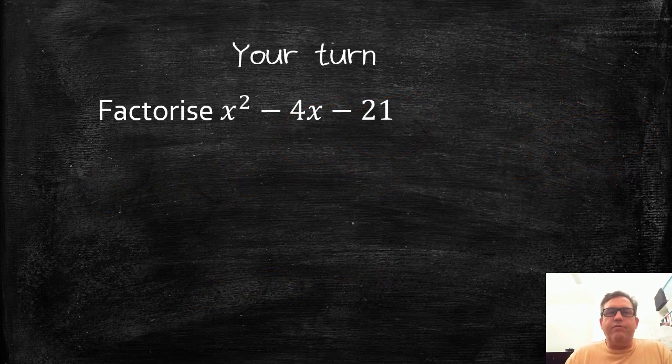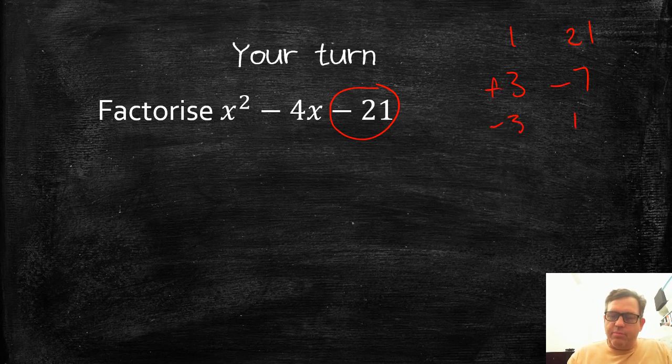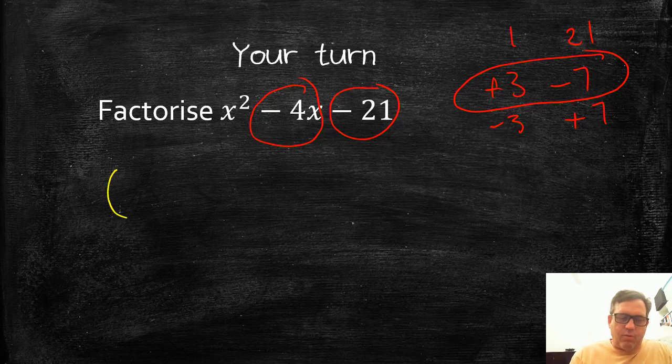Okay, pause the video and you factorize this one. Okay, so it's either factors to minus 21. It's 1 and 21, or it's 3 and 7. Those are our only choices. Which ones are 4 apart, the 3 and 7? So it's either plus 3 and minus 7, or minus 3 plus 7 are our options. They need to add to minus 4. Well, that means this one, because 3 plus minus 7 is minus 4.